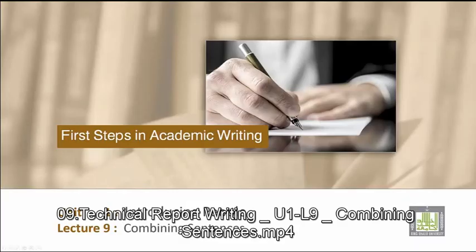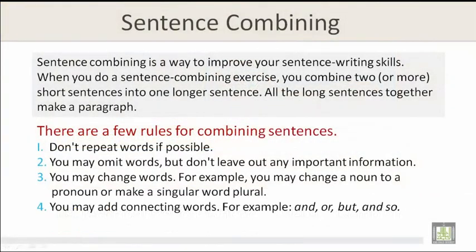Sentence combining is a way to improve your sentence writing skills. When you do a sentence combining exercise, you combine two or more short sentences into one longer sentence. All the long sentences together make a paragraph. There are a few rules for combining sentences. Number 1, don't repeat words if possible. Number 2, you may omit words but don't leave out any important information. Number 3, you may change words. For example, you may change a noun to a pronoun or make a singular word plural. Number 4, you may add connecting words, for example, and, or, but, and so.